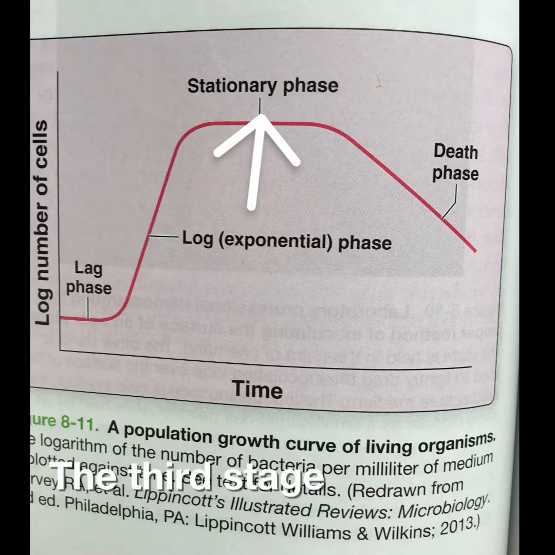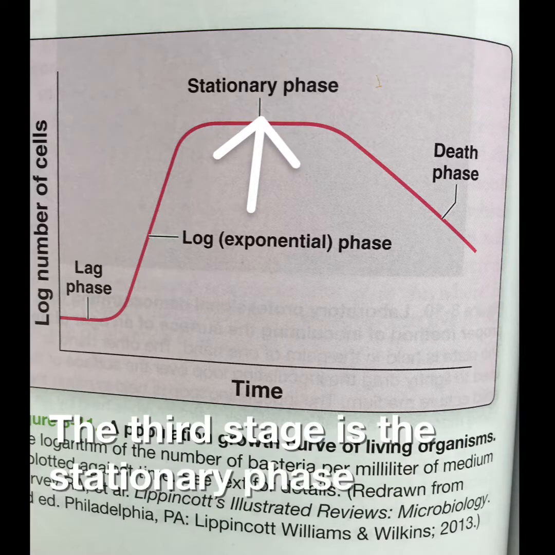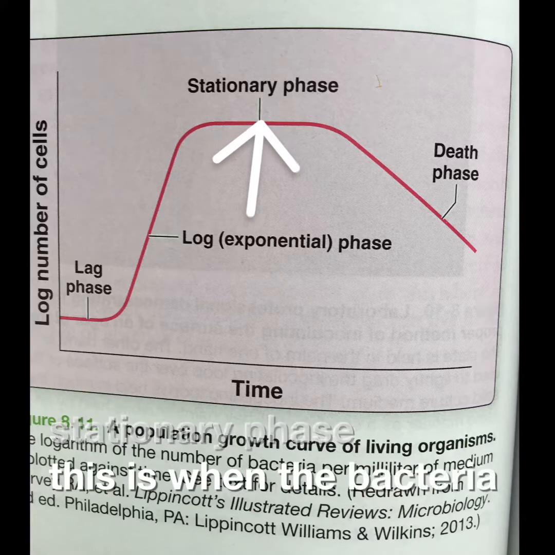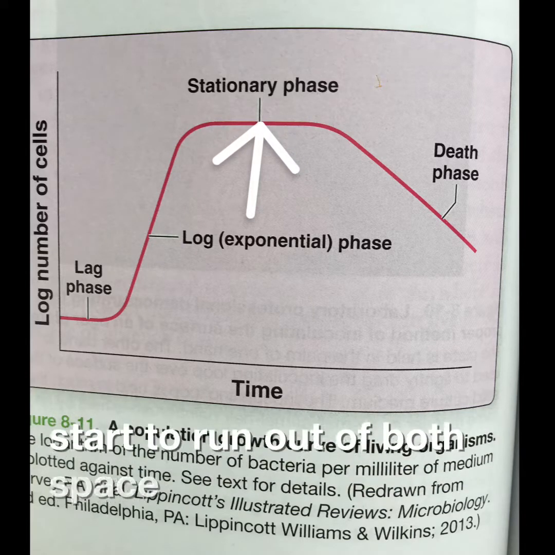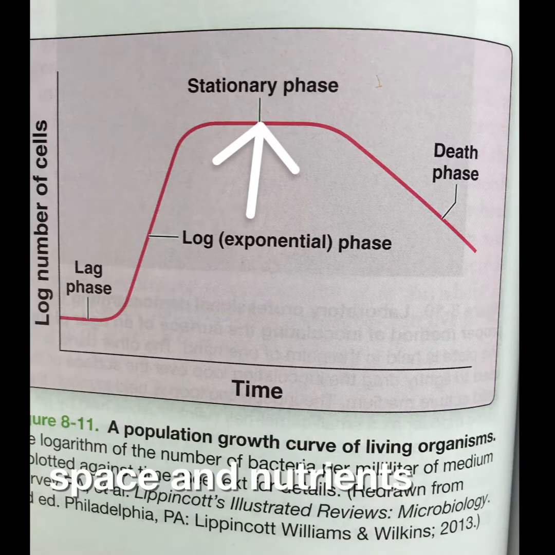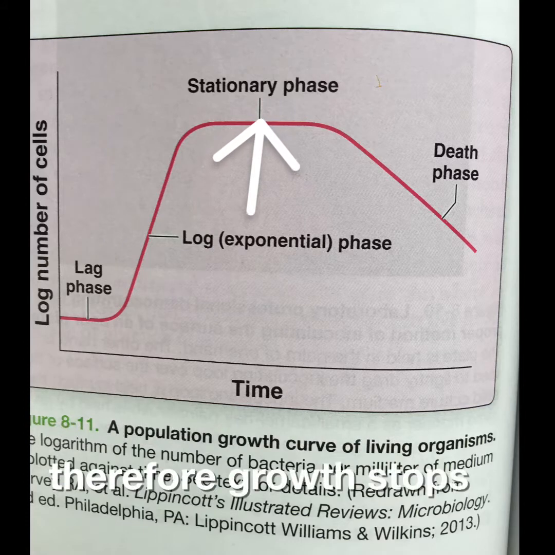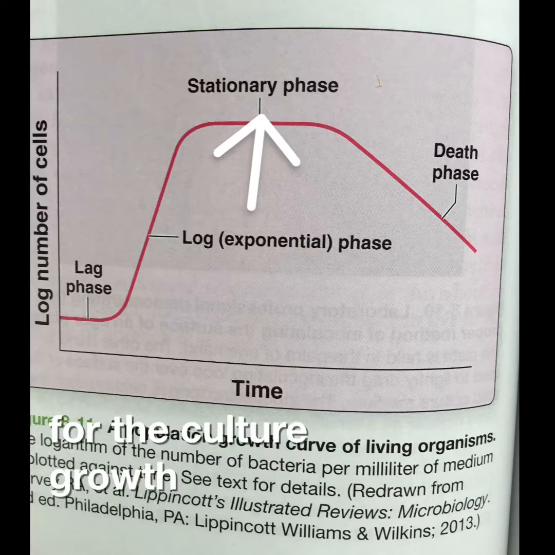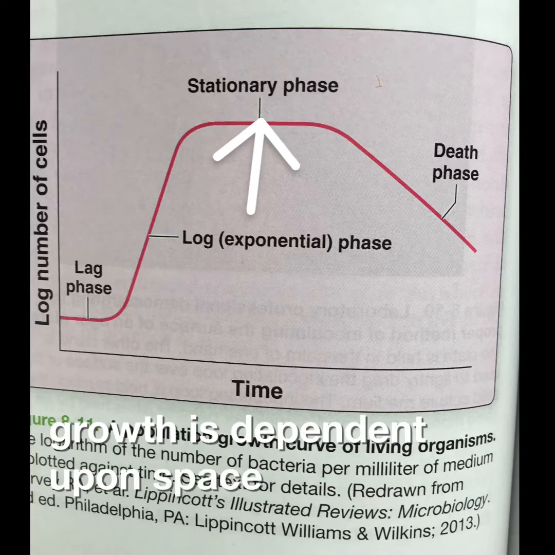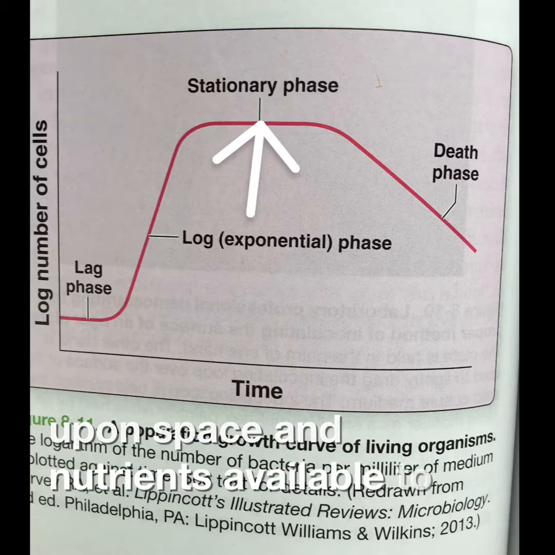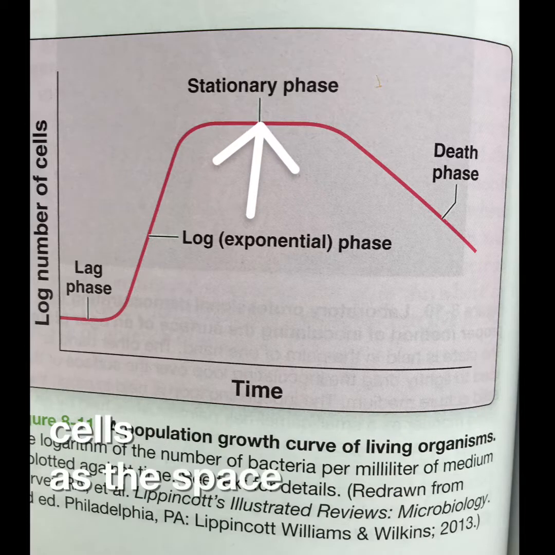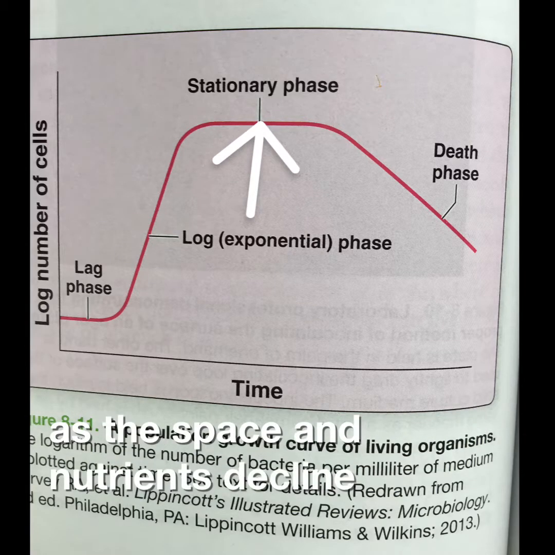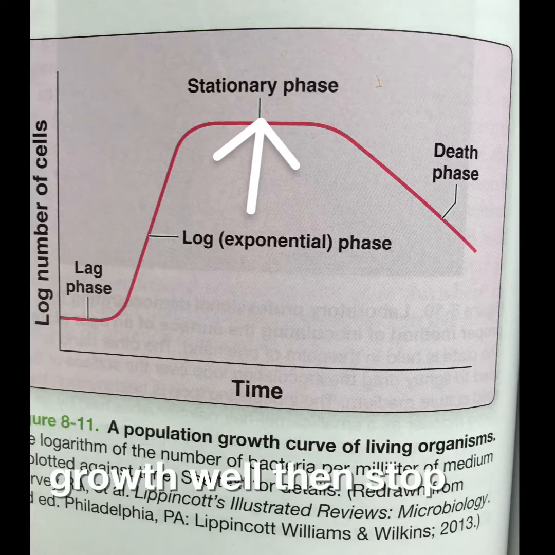The third stage is the stationary phase. This is when the bacteria start to run out of both space and nutrients. Therefore, growth stops, and this is a limitation for the culture. Growth is dependent upon space and nutrients available to the cells. As the space and nutrients decline, growth will then stop.